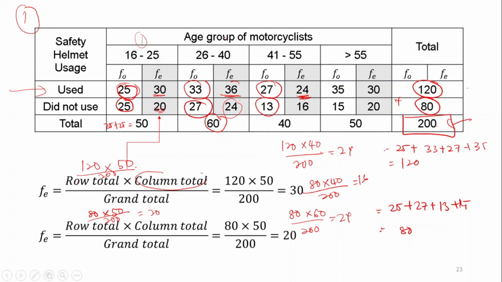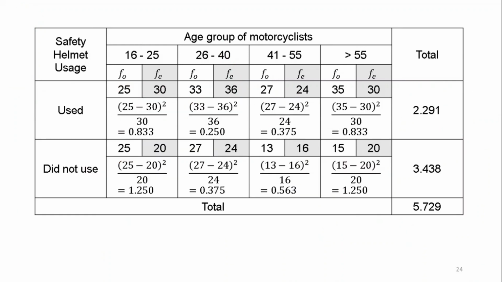And then you need to calculate the chi-square test. You need to do one by one for each column and each row. The formula is FO minus FE, squared, divided by FE. So for this one, 25 minus 30, power of 2, divided by 30, gives 0.833. This is the chi-square value. Then 25 minus 20, power of 2, divided by 20, gives 1.250. You need to do this for each row and each column.